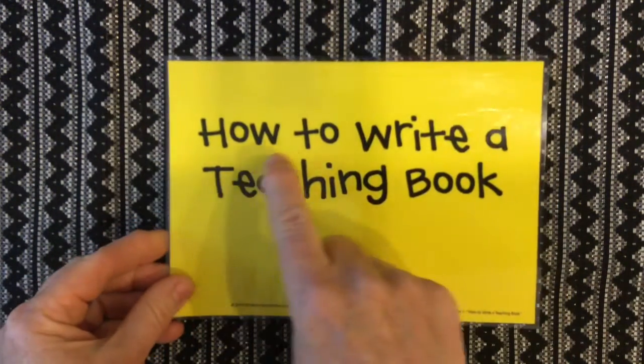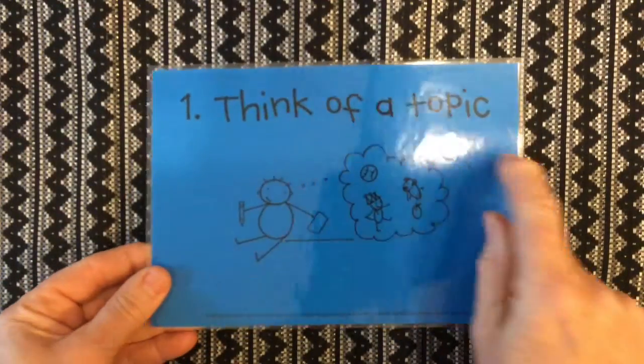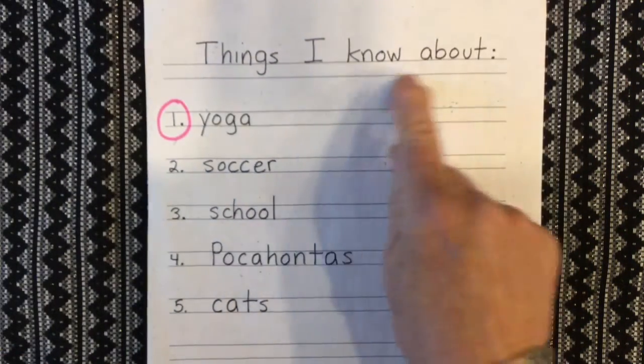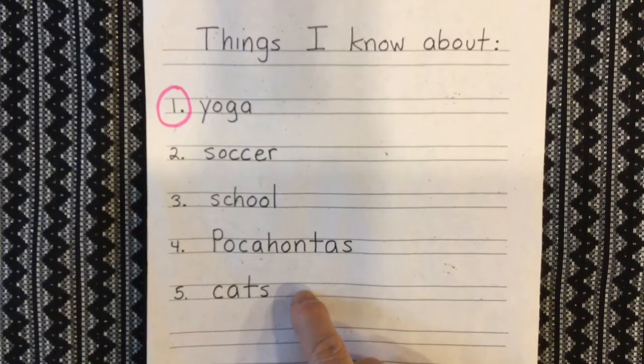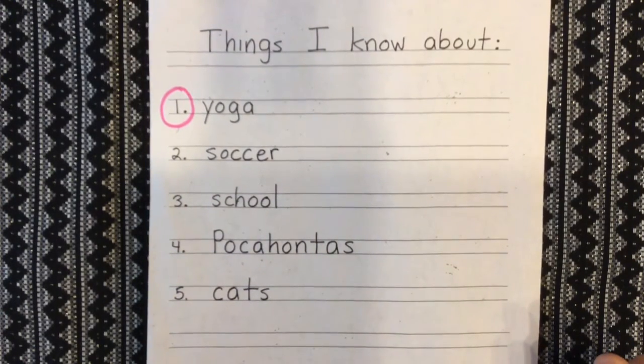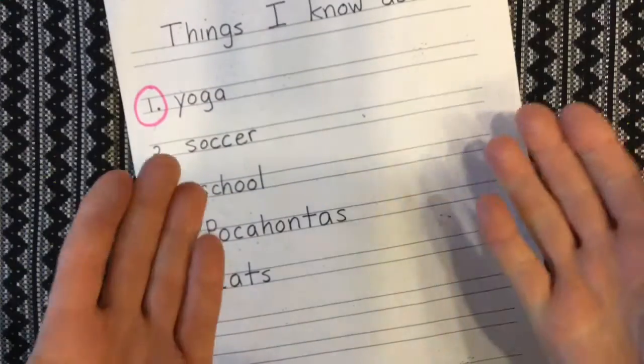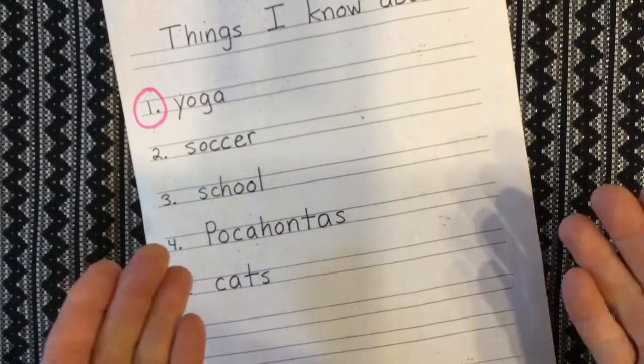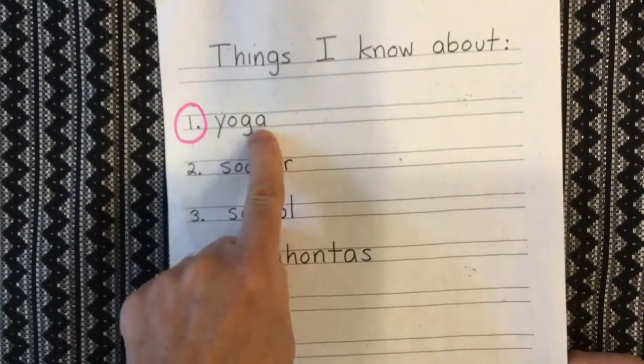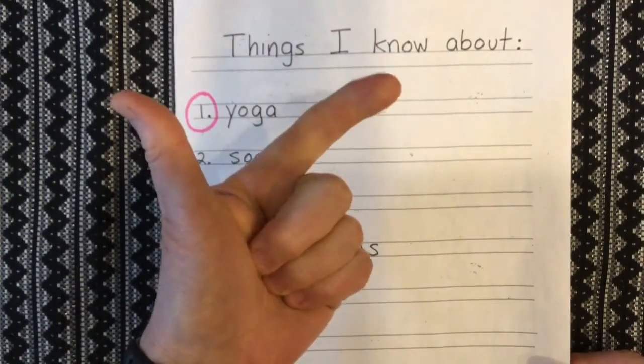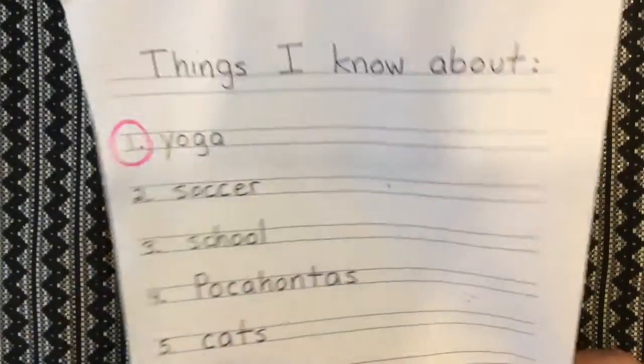Before the break, we had learned about how to write a teaching book. And if you will remember, the steps were to think of a topic, and we made lists of things I know about. We all made lists of the things we know about. And remember, when we made our list, we had to stop and think, do I know enough things about these topics to teach someone else? So remember, I picked my book to be about yoga, and I was able to count at least 5 facts on my fingers that I could teach you about yoga.